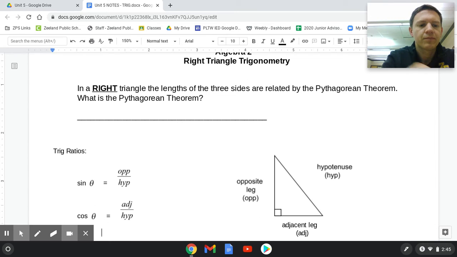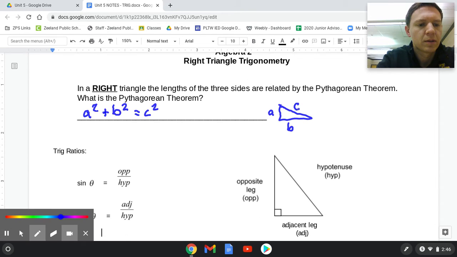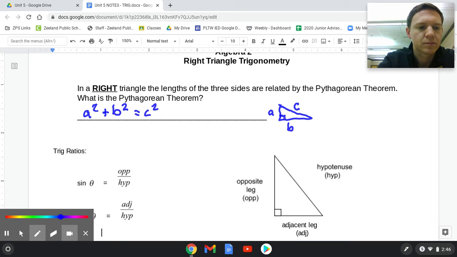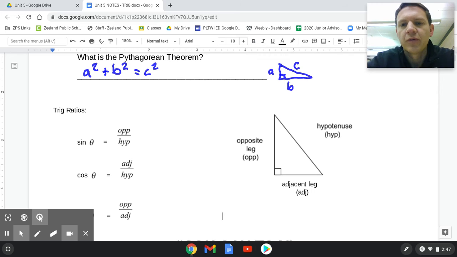Well, the Pythagorean theorem is a squared plus b squared equals c squared, where you have a right triangle. If you square the two sides a and b, the two legs of the triangle, and add them together, that is equal to the hypotenuse squared. That's true of every single right triangle ever. The two legs squared added equals hypotenuse squared. All right, that should hopefully be a review. You can use that throughout this unit.